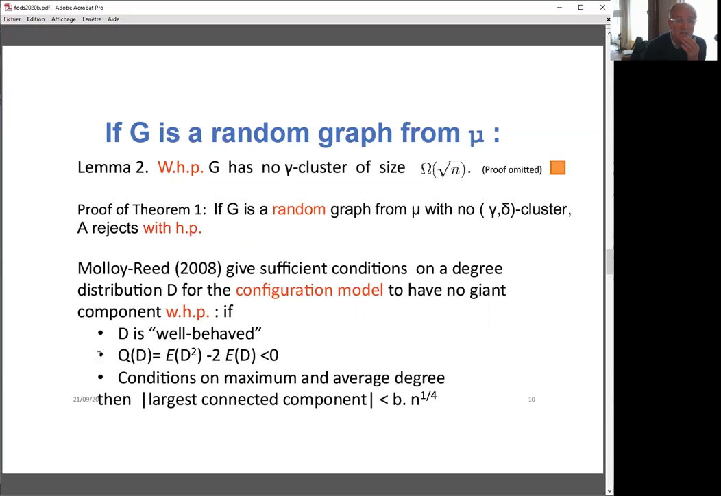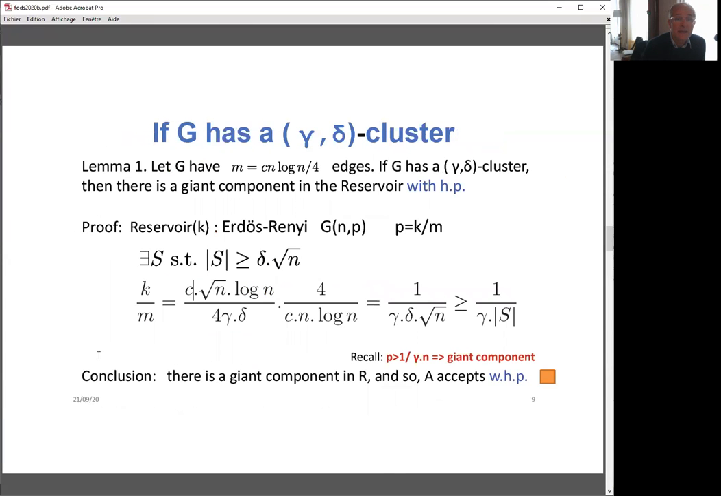So the Molloy-Reed conditions are, actually there are several conditions. The degree distribution has to be well behaved, and then there is this quantity Q of D. And if you satisfy this condition, then there is no large connected component.